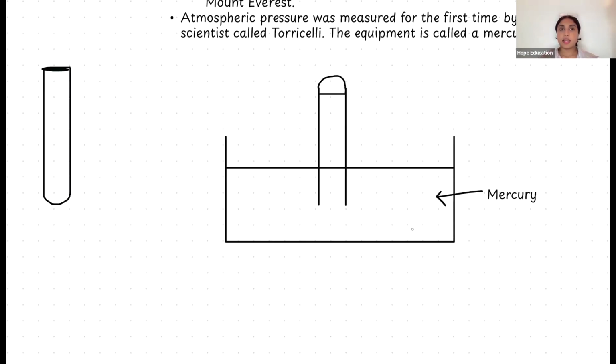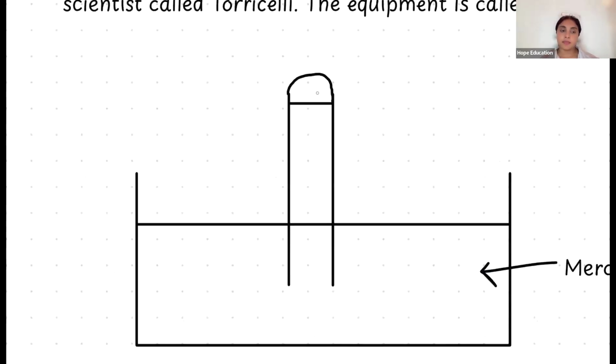I fill the tube with mercury. I fill the basin with mercury. I also fill the tube with mercury. So, it's all mercury. Okay. All right, so let's see what is in here.